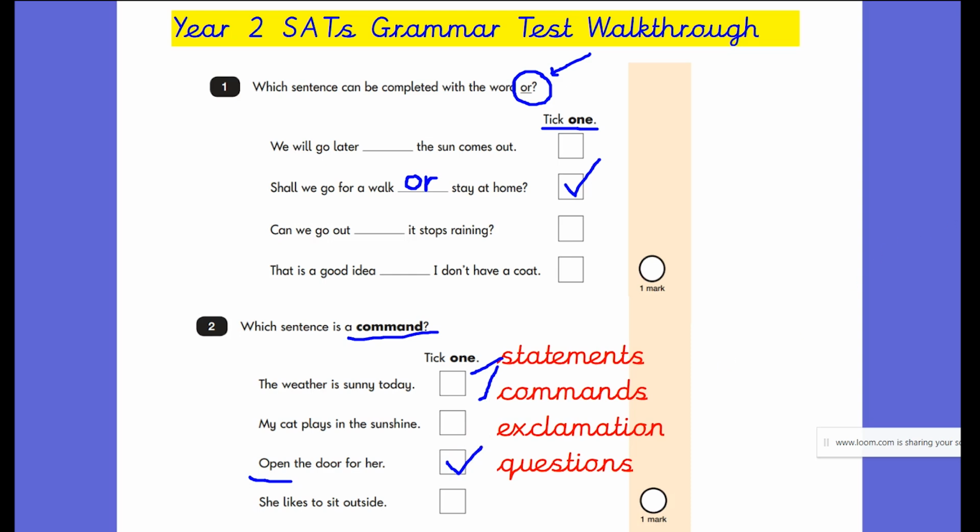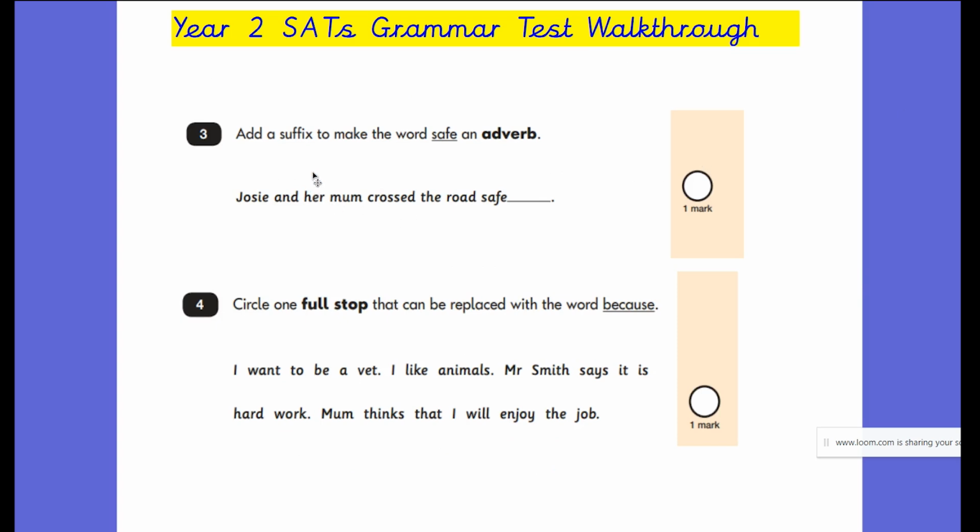Okay, moving on. So number 3, add a suffix to make the word safe an adverb. So here we've got the word safe and we need to make it into an adverb. Okay, adverbs describe verbs usually, but they can also describe adjectives. But in year 2, we tell the children that they describe verbs, describe how you do something. So the other thing they need to know is what a suffix is. Suffixes are letters that we add to the ends of words to change their meaning.